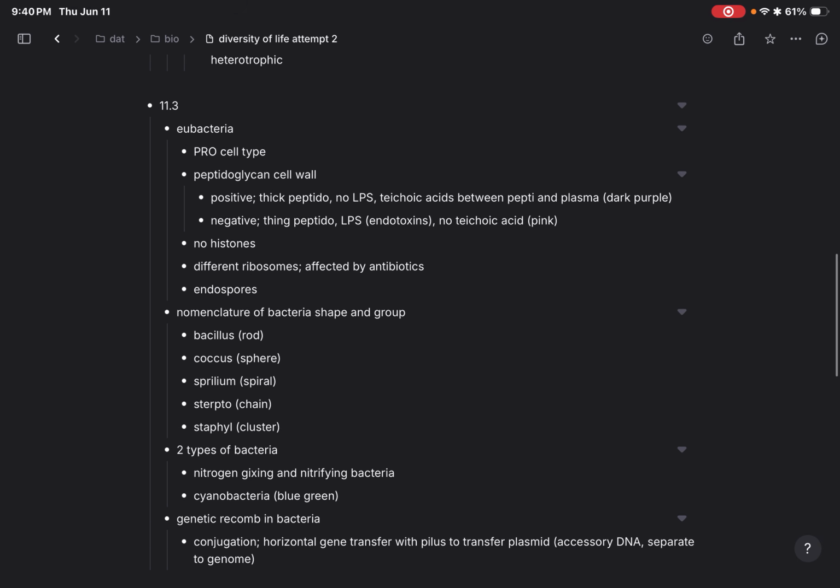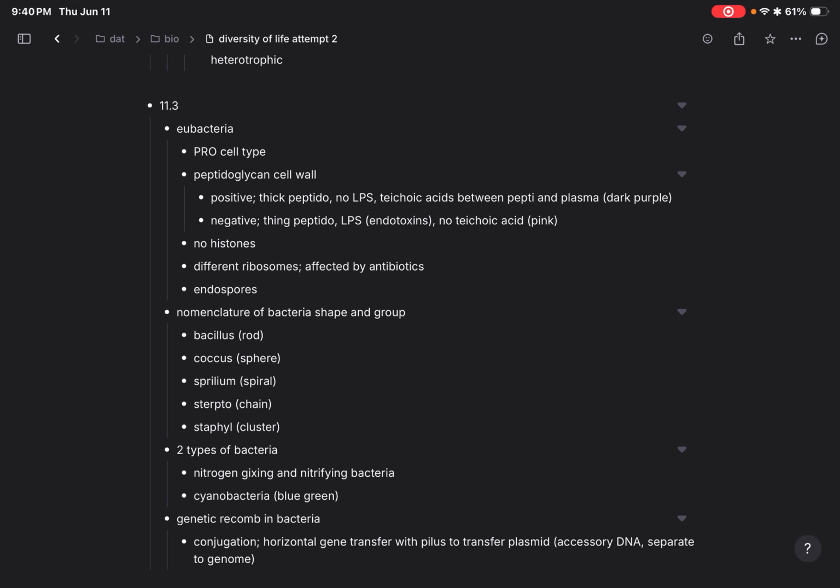So now there's nomenclature for bacteria. I swear I tried to remember this before, but now I just forgot. So there's bacilli, which is rod shaped. There's coccus, which is spherical. Then there's spirillum, which is spiral. Strepto is a chain, and Staphylo is a cluster.